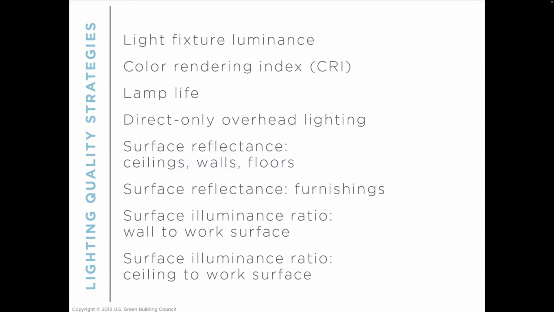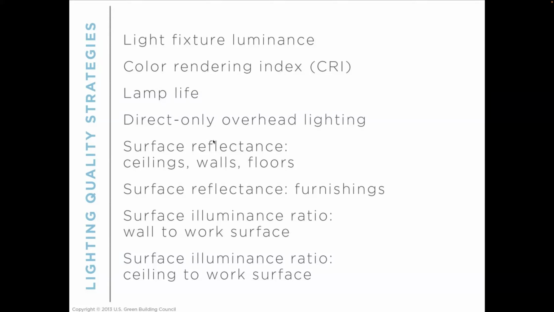You have to get 4 out of the, they give you, what is this? 1, 2, 3, 4, 5, 6, 7, 8. You have to get 4 out of the 8 there. So you have to have a certain luminance of the light fixture. You have to have a certain color rendering index, so that has to be kind of true to natural light. Lamp life, again, direction, overhead of the building.